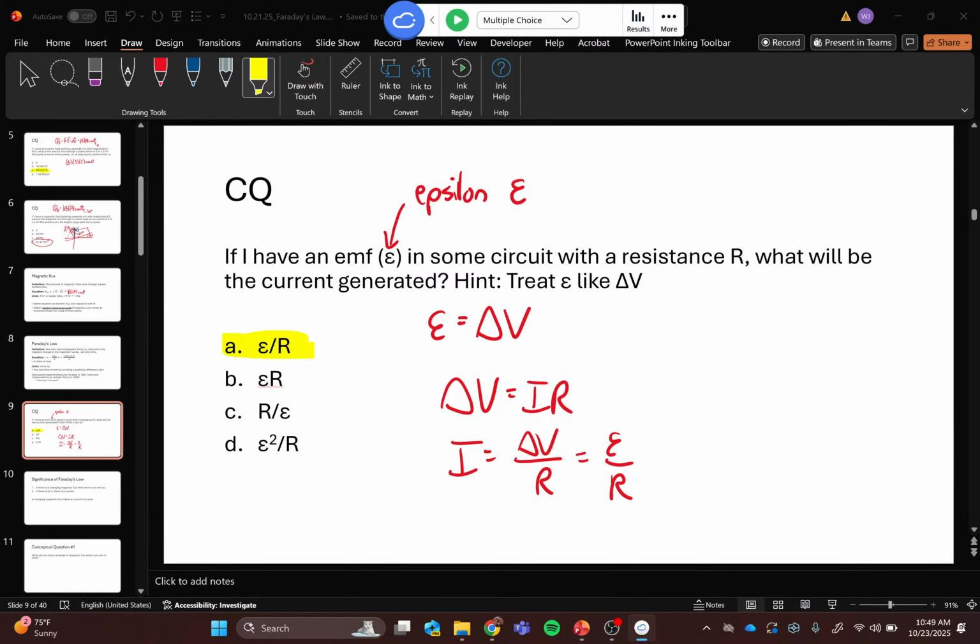A student asked a great question. Is this epsilon similar to epsilon naught? If y'all remember from way back in the electric field, there's an epsilon naught.